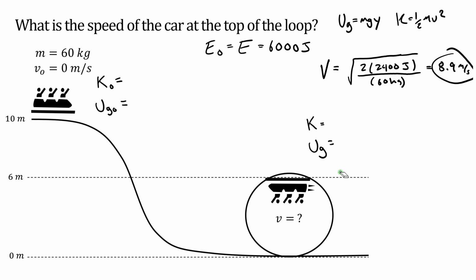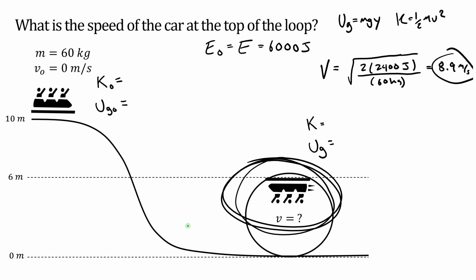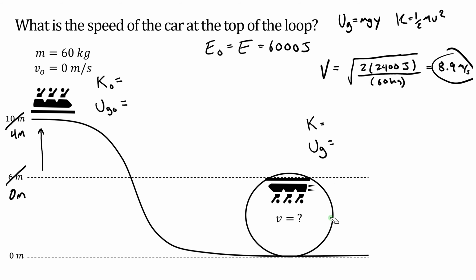So the shortcut here is to choose the ground. If I decided that this is the ground, that 6 meters isn't 6 meters, it's 0 meters, then that means I don't start at 10, I start at 4. Right? Because 10 meters is 4 meters above 6, so I'm starting at a height of 4 meters instead of 10. What does that do for me?